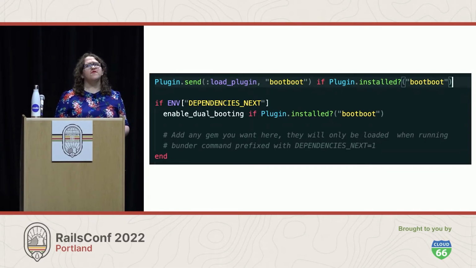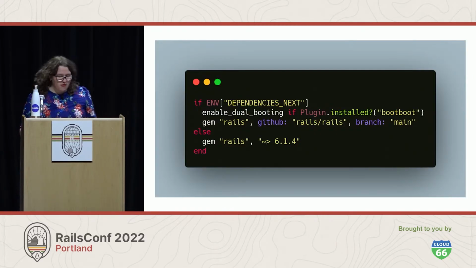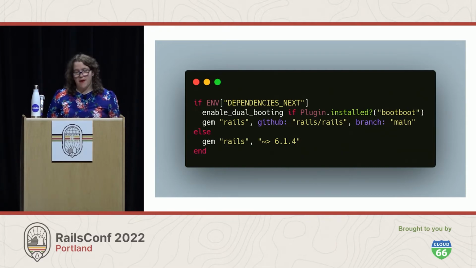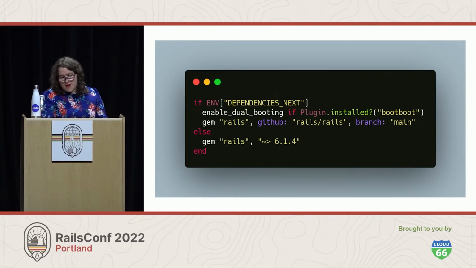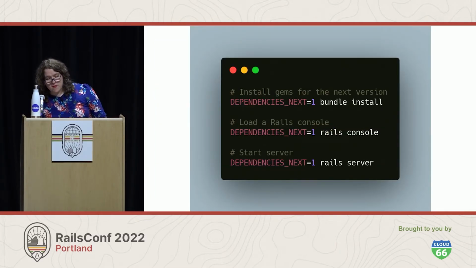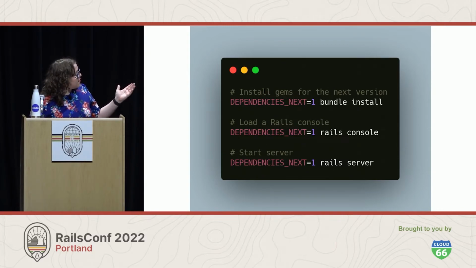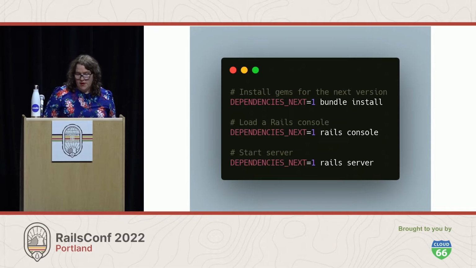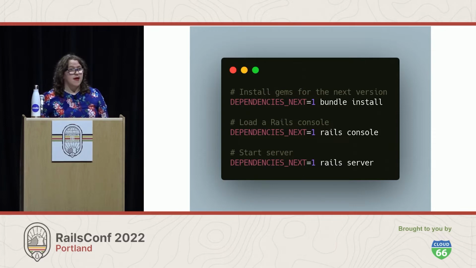Okay, so let's plug in our new versions. We're going to try and go for GitHub on main. We've got Rails 6.1 running by default in the else branch, and then we're running against main from GitHub when DEPENDENCIES_NEXT is present. When you use Boot Boot, you should prefix commands with DEPENDENCIES_NEXT. So for example, DEPENDENCIES_NEXT=1 bundle install, or to start the Rails server, DEPENDENCIES_NEXT=1 rails server. You can use this locally to run your Rails server in Rails 7 instead of Rails 6.1 like your coworkers.